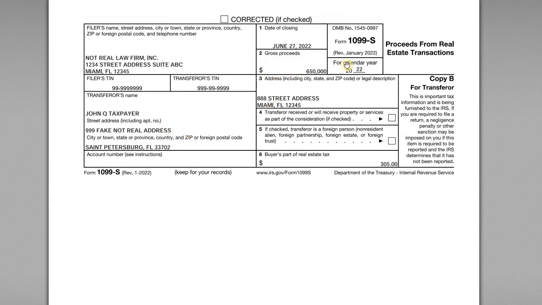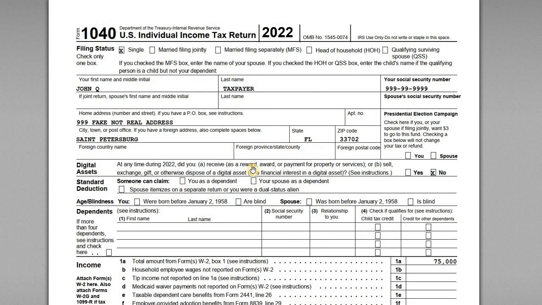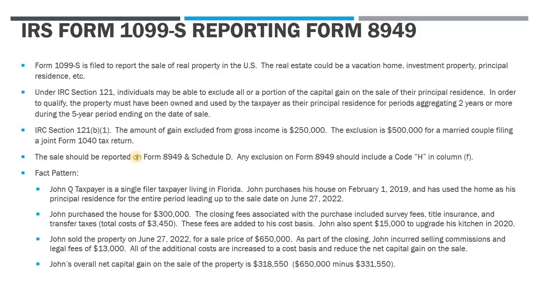And then, of course, I do have a sample 1099-S here. This is for the 2022 calendar year. And then we've got a sample tax return for our taxpayer here, John Q. Taxpayer. And so we'll look at the return, Schedule D, 8949, and see how all this comes together. So if we go back to the slide here, some background on this 1099-S.